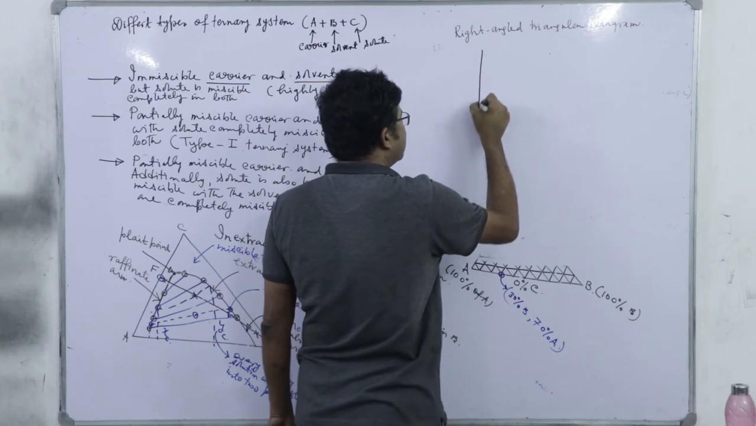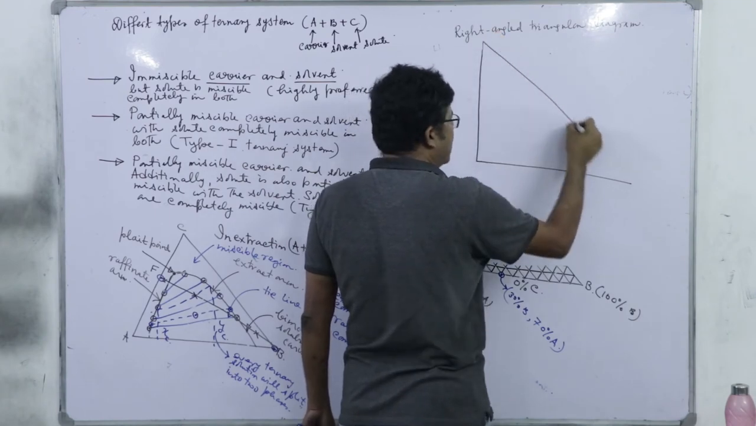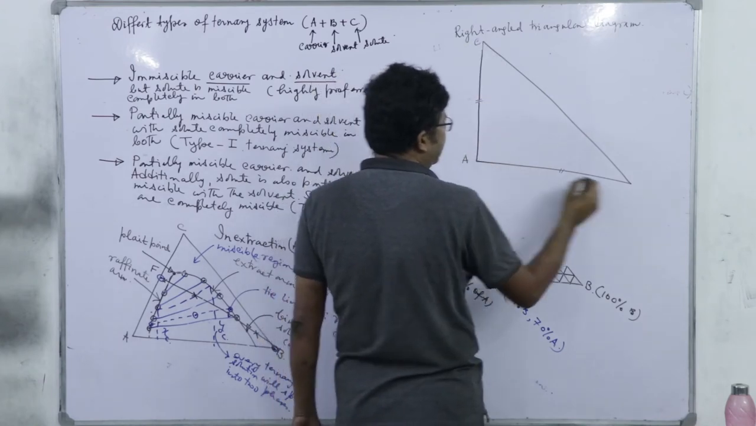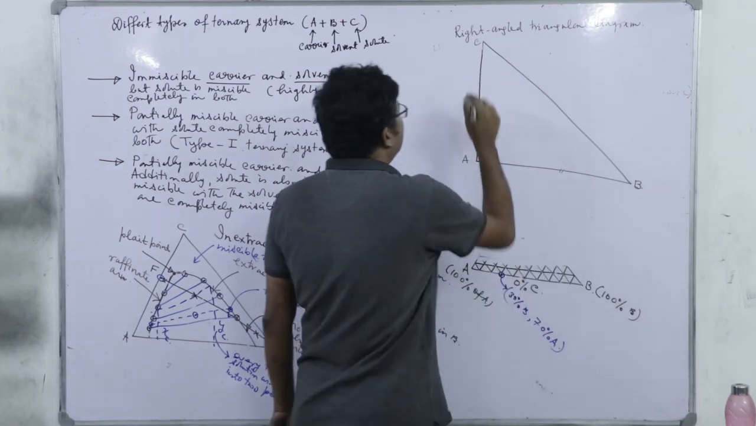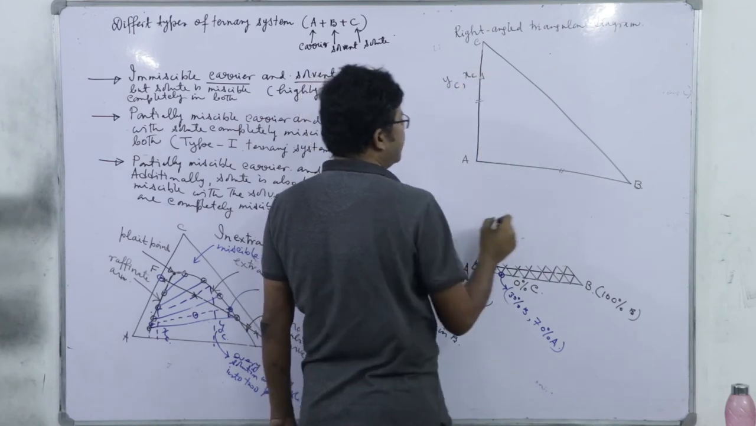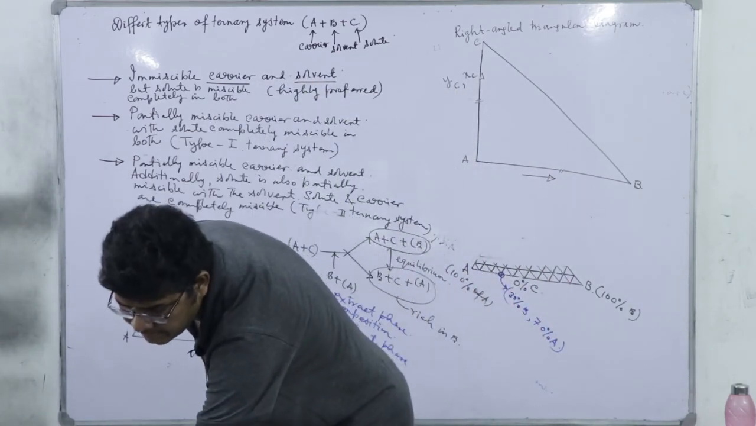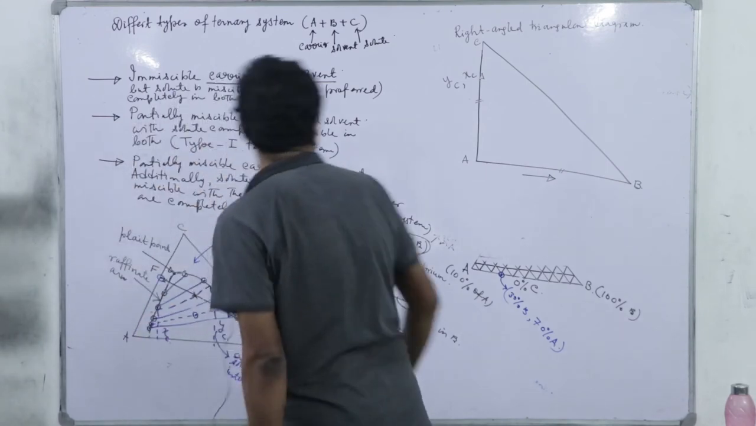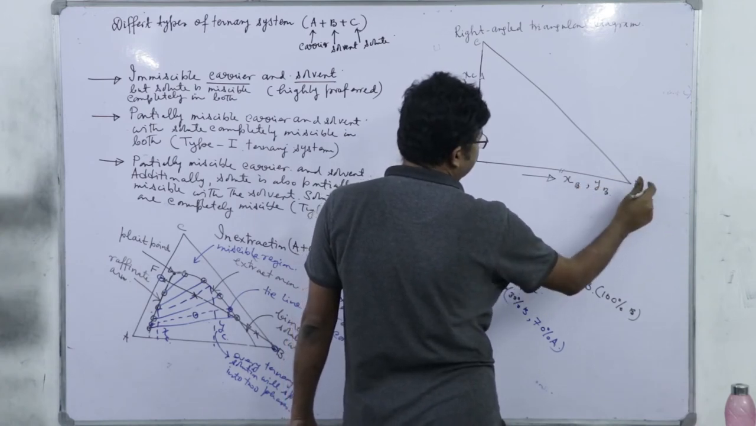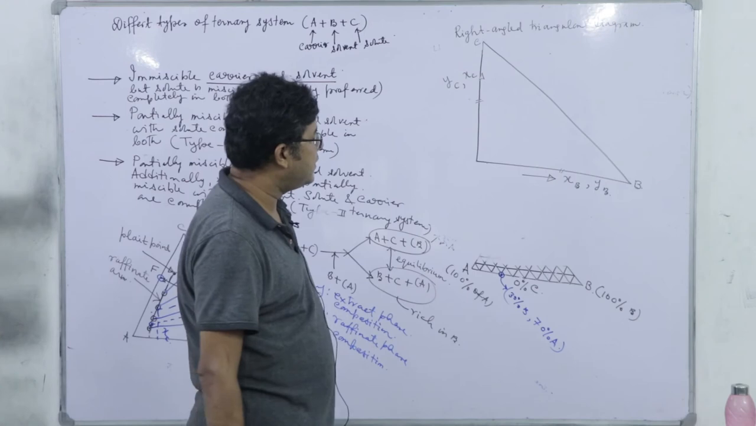So this is the two arms must be equal, this and this. This is C, this is A, and this is B. So along this axis we represent YC or XC, and here along this we simply write XB or YB, that is for component B. This vertex has got no significance, it is not actually representing A.